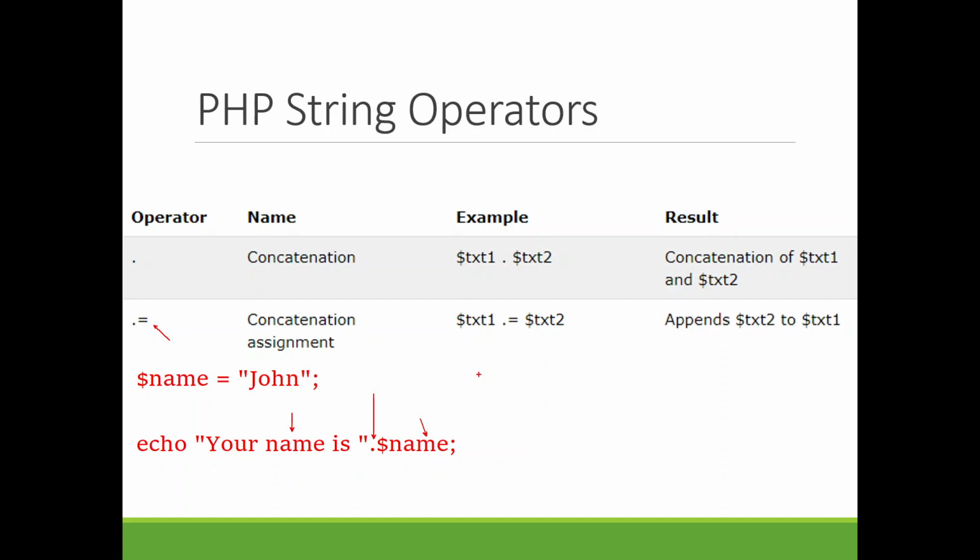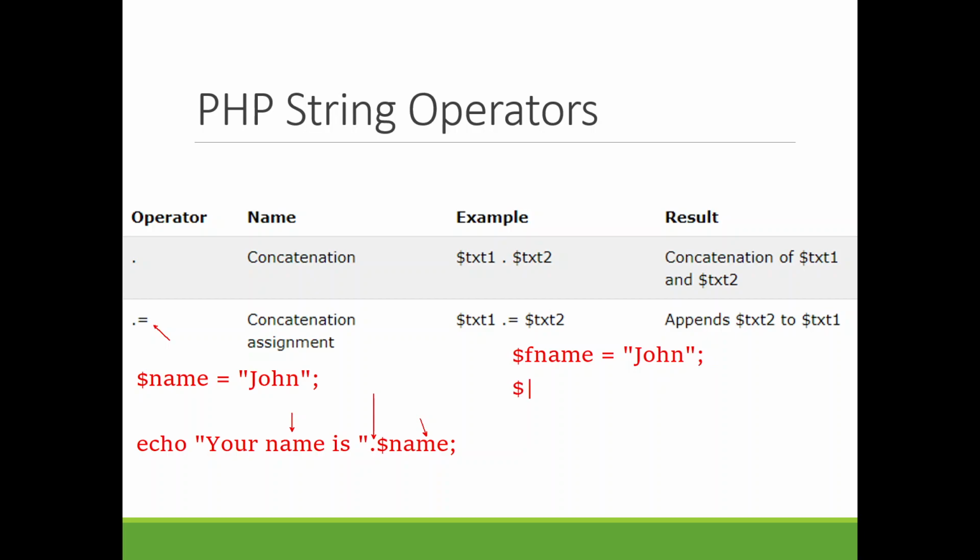Let me try to find an example. Let's say, for example, you have F name equals John, like that.